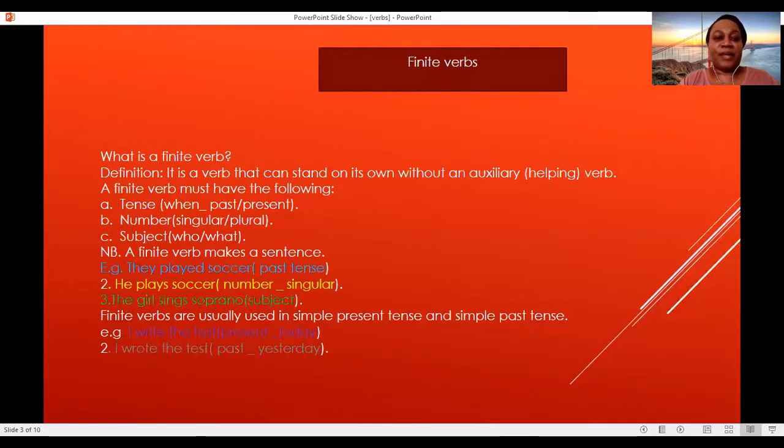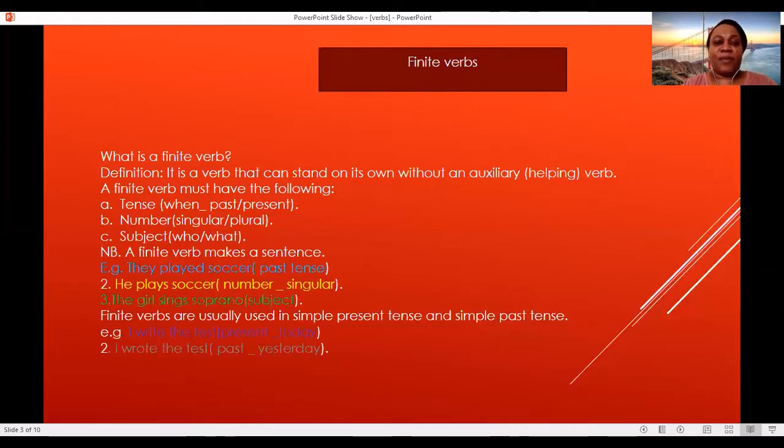Number 3, the girl sings soprano. Sings there being our verb, showing us the subject, the girl, is the one who is singing. So note, the verb makes a sentence, and it should tell us the tense, number, and even indicate to us the subject. Finite verbs are usually used in simple present tense and simple past tense.